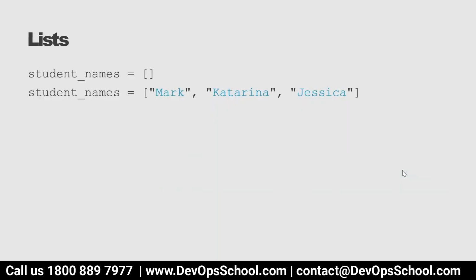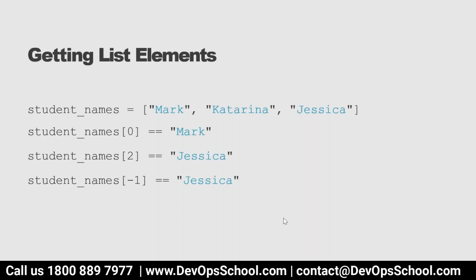Here, if you see how to declare the empty list, that is the first line. How to declare a list which has 3 elements, that is the second line. All elements are of string type. Here, how to print each element: 0 and 2, you understood. For negative index, remember the last element will represent -1, so it will return Jessica. Are you understanding how to use the negative index also in Python?